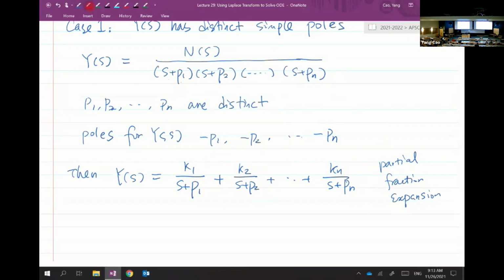Now, there should be a condition, okay? The degree of the polynomial of the numerator should be less than the degree of the denominator. So the polynomial for the numerator, let's say, is s plus 2, so degree of 1. Then the degree of the denominator should be at least 2.